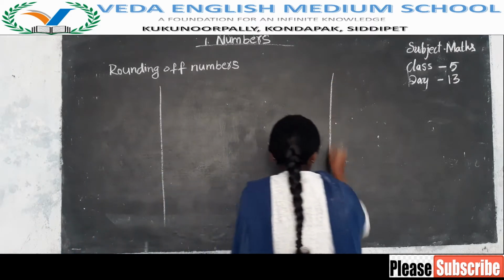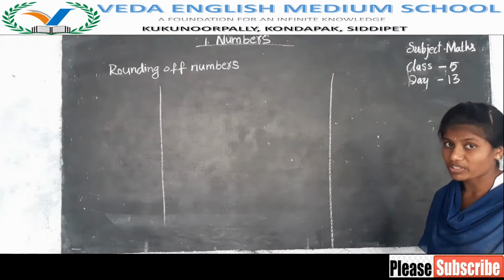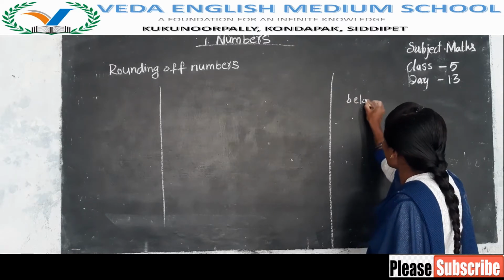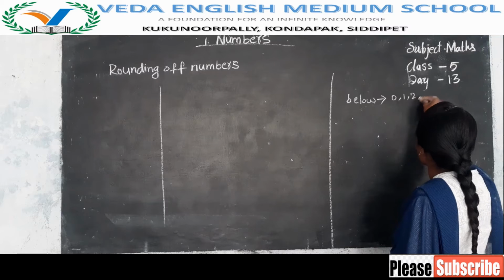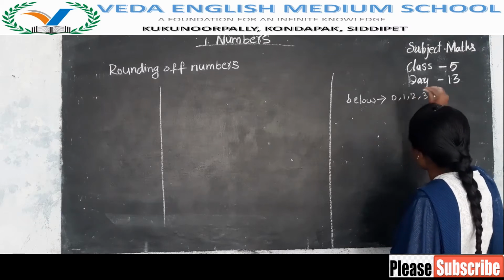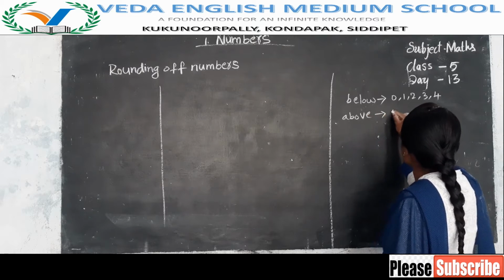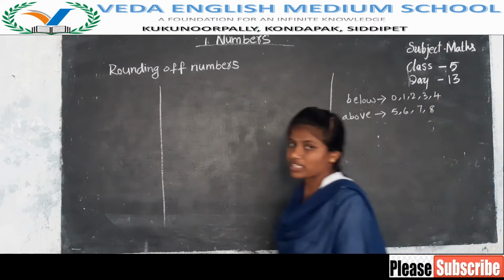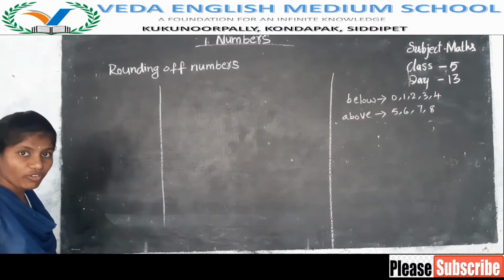Before learning about rounding to the nearest tens, we have learned about below numbers and above numbers. Do you remember that? What are the below numbers, Nana? Below 5 and above 5 we have learned. Below 5 means 0, 1, 2, 3, 4 are the below 5 numbers. Above 5 numbers are 5, 6, 7, 8, 9. I think we have learned this in our previous class, below 5 numbers and above 5 numbers.